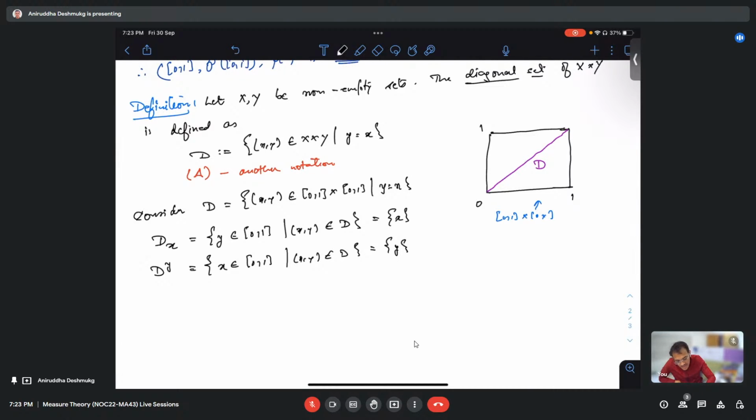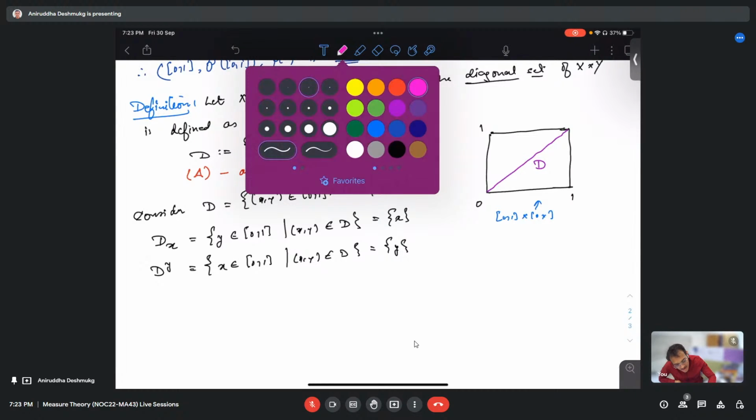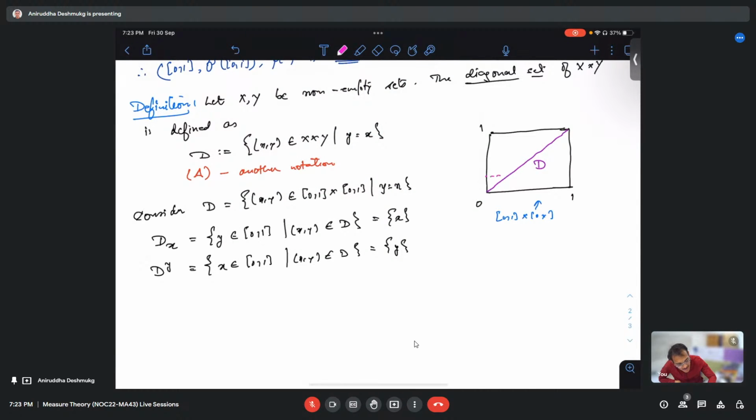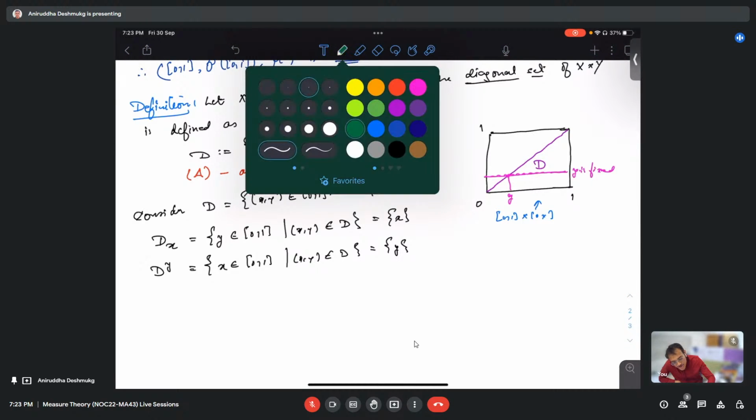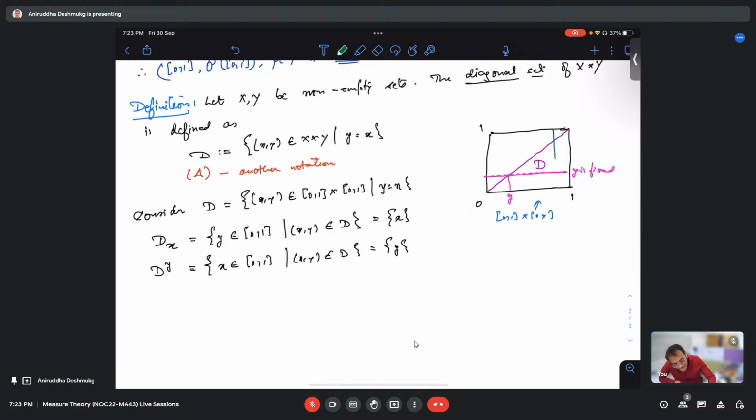Because what I am saying is, look at this horizontal line here. So here y is fixed. Where does this intersect D? It only intersects at one point, which is y. On the other hand, look at this vertical line where x is fixed. Look at where it intersects this purple line. It again intersects only at one point, and that value is x. So therefore, in this case, the sections of D are actually singleton sets.